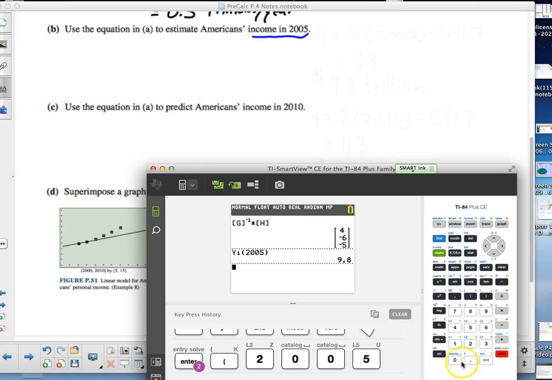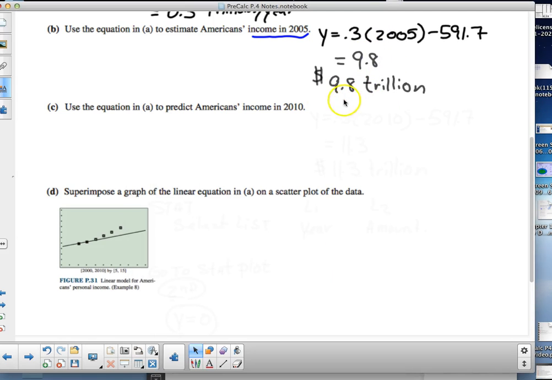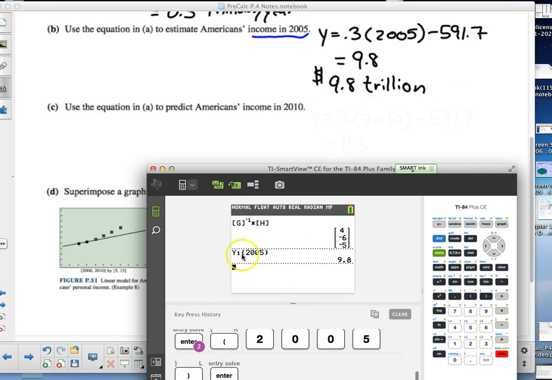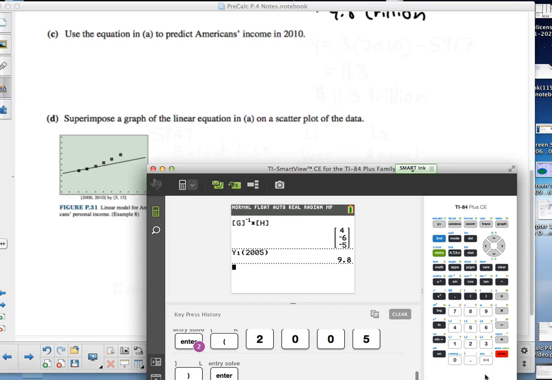Now I've got some people that are like, what? Remember, this is function notation. They took the y1 equation, put 2005 in for x, and gave me an answer. Now, let's check out. It does the same thing here, 9.8, and I got to know it's 9.8 trillion. So I've used my calculator to check it out, and I want to do the same thing on the next one. Now, I'm pretty much in the next question going to be recalling the same pieces of information.